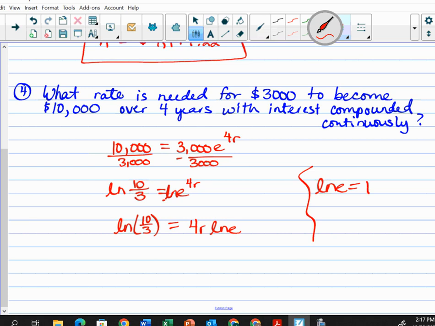So what do I really need to do to solve for r? You could just write it as 4r, yes, and then we would divide by 4. So, what is our rate?